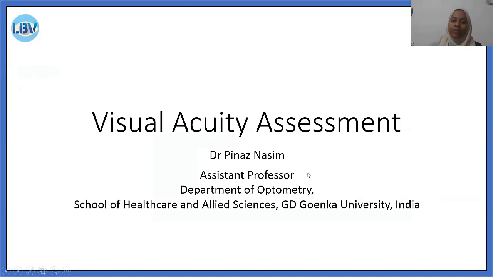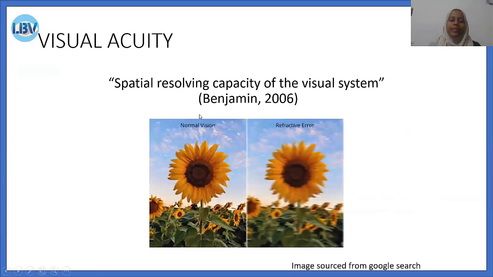So when we talk about visual acuity assessment, it is very important for us, the optometrist or any eye care professional, to know what visual acuity is. It is the spatial resolving capacity of the visual system. This is the definition that was given by Benjamin in 2006.